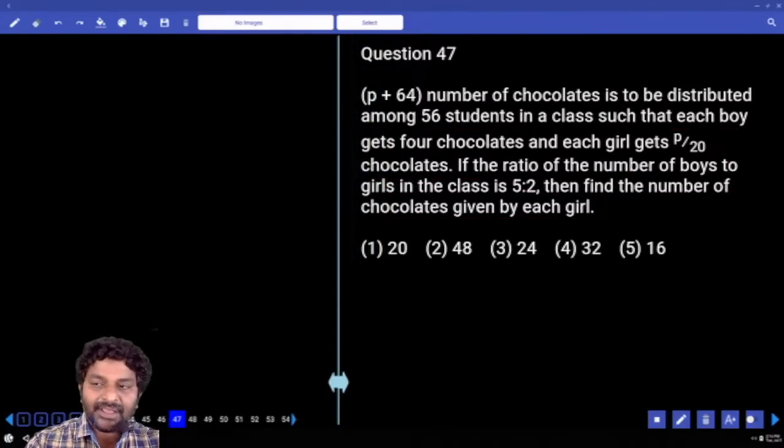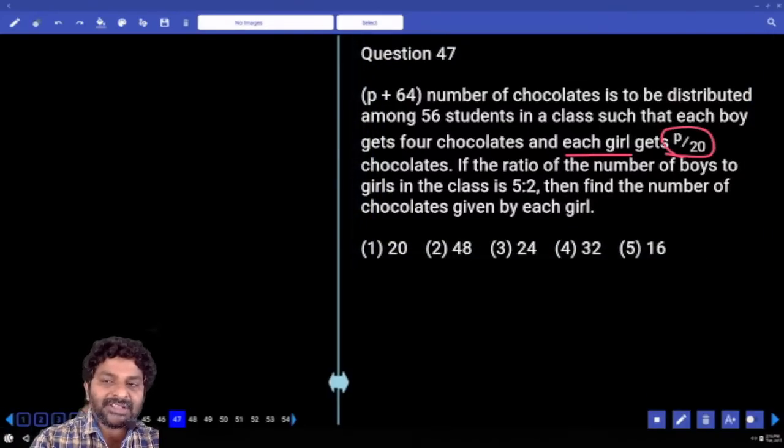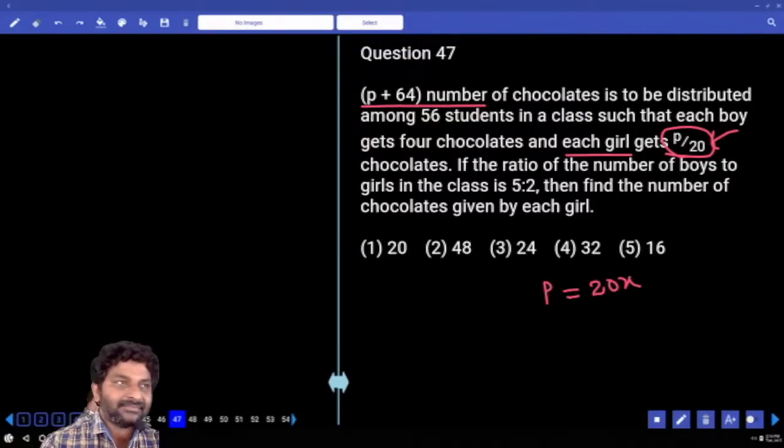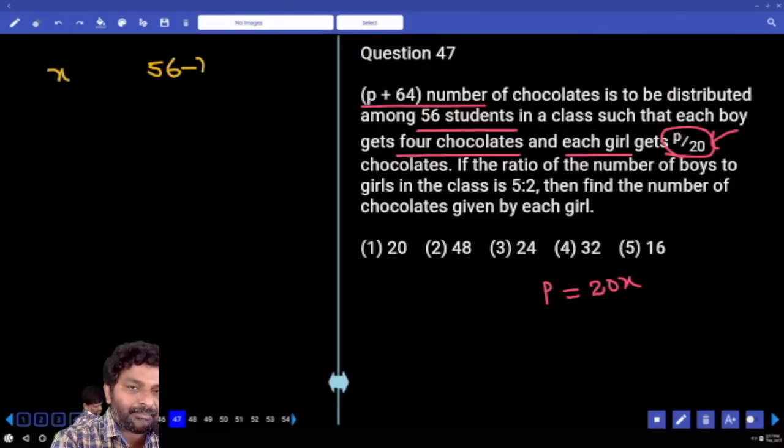Right. So here each girl gets P by 20 chocolates and P is already here. Am I right? What is denominator? So I'll start taking P is equal to 20x. Is that okay? Now each boy gets 4 chocolates. Total how many students are there? Let's assume X boys are there. Girls are 56 minus X. Is it okay?